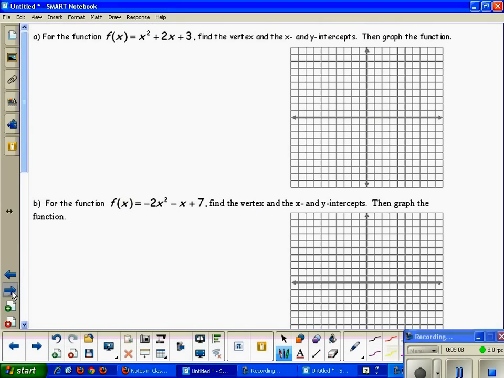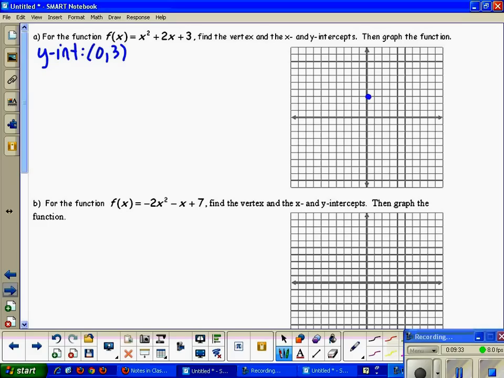So if I want to graph this function, we want to find the vertex and x and y intercepts and then sketch the graph. So for this, I know that the easiest thing to do would be to find the y-intercept first, so I'm going to write that down. So how do I find that? I plug 0 in for x and solve for y, so I would get 0 comma 3. So when I plot this on my graph, I have 0, 1, 2, 3, which would be right there.